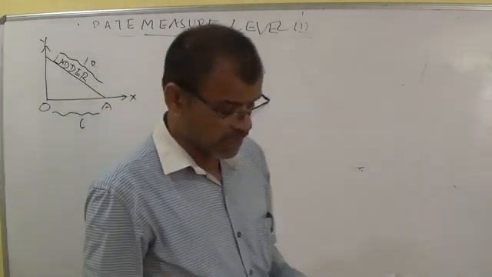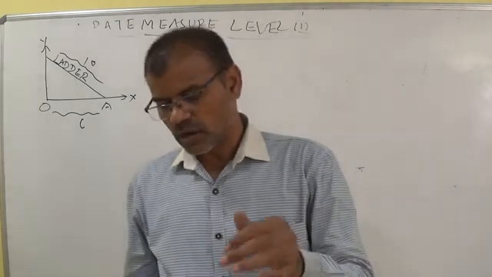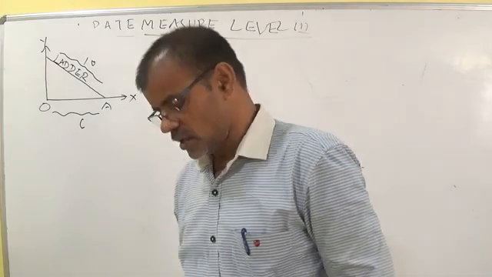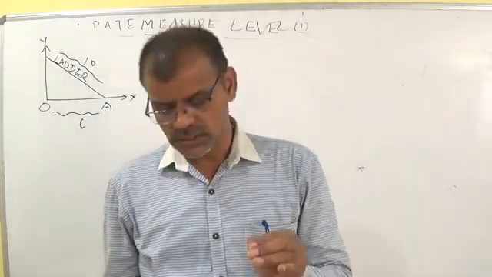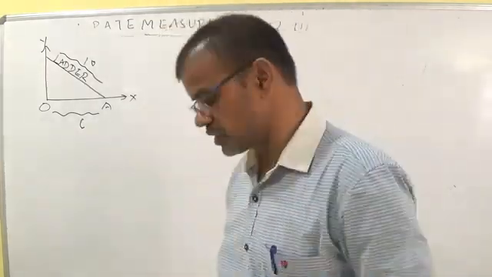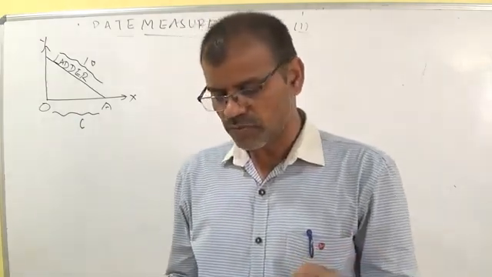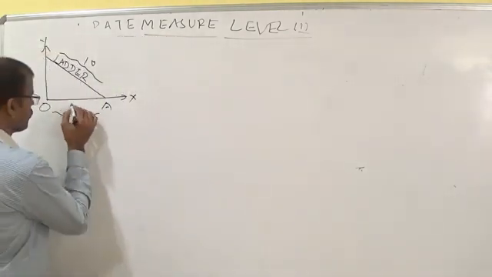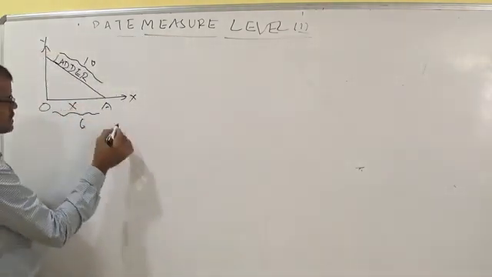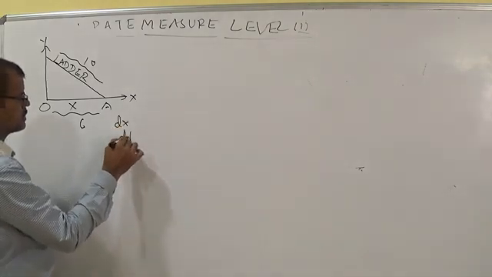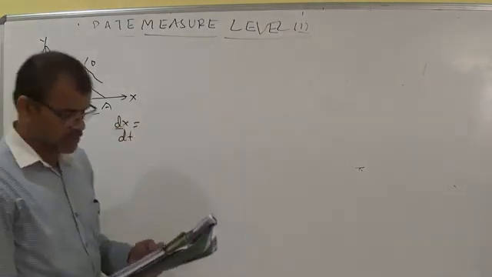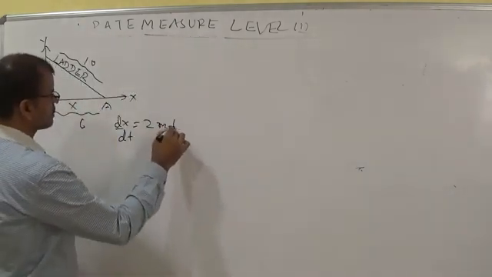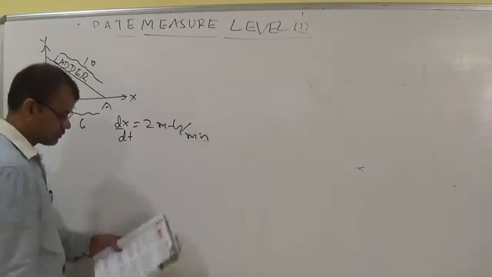Try to understand once again. A ladder AB 10 meters long moves with its ends on axis. Already drawn the diagram. When the end A is 6 meters from the origin, that is also indicated. Next, it moves away from it, from the origin, at 2 meters per minute. If this is x, then dx by dt he gave as 2 meters per minute. 2 meters per minute he gave as the data.